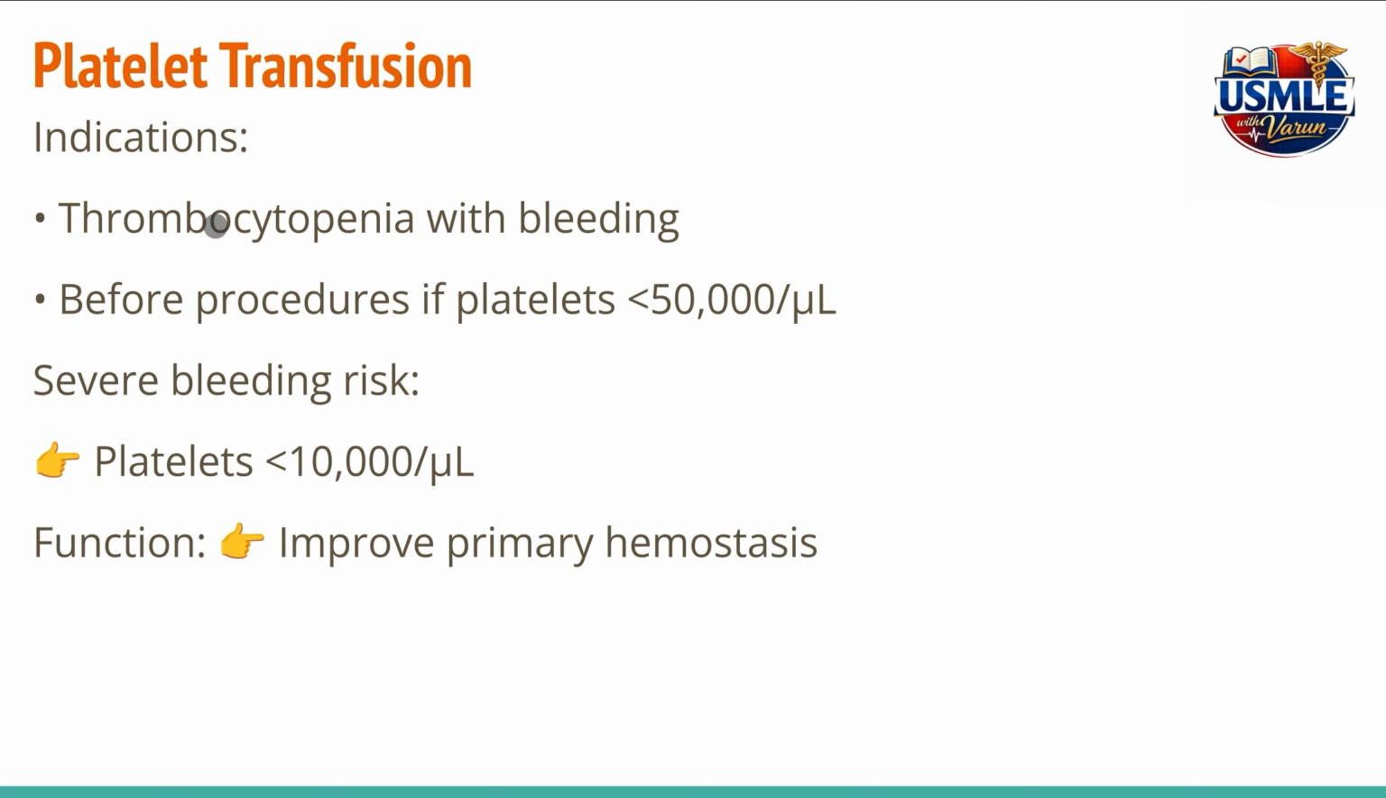Platelet transfusion is used to prevent or treat bleeding due to low platelet count. So if a patient is bleeding or going for surgery and platelets are below 50,000, we just transfuse platelets. If platelets drop below 10,000, there's a risk of spontaneous bleeding. So this is definitely an emergency. So always think that platelets are related to primary hemostasis, which is very important for maintaining homeostasis in our body.